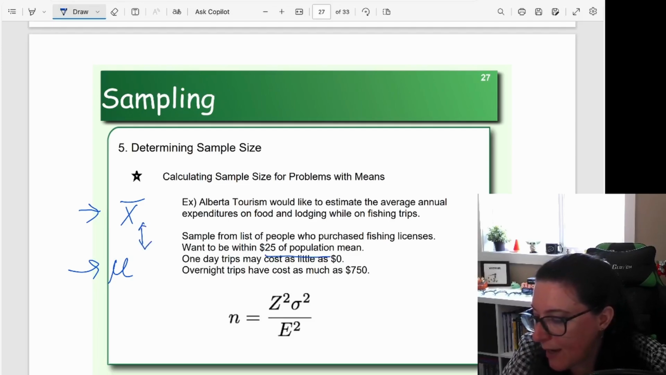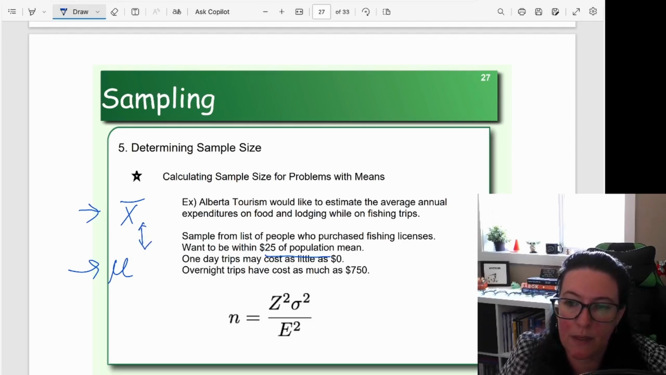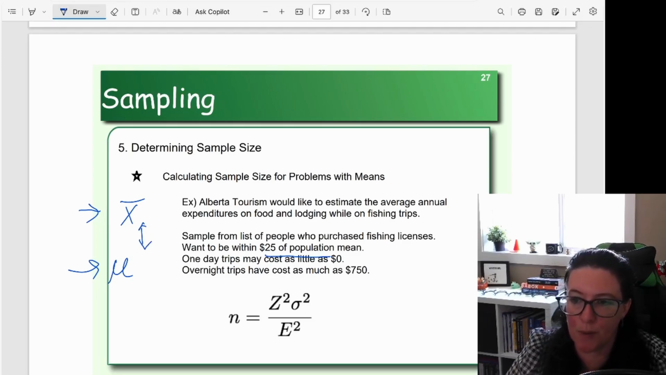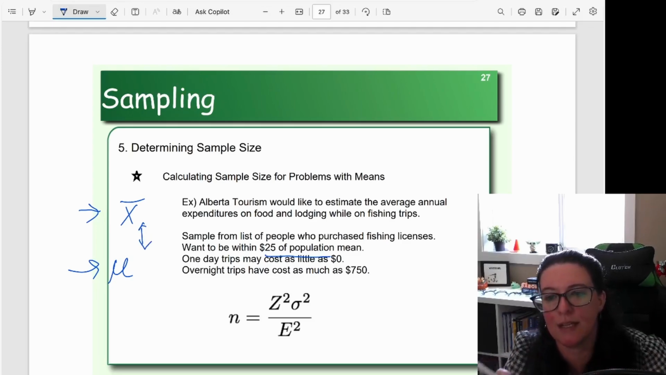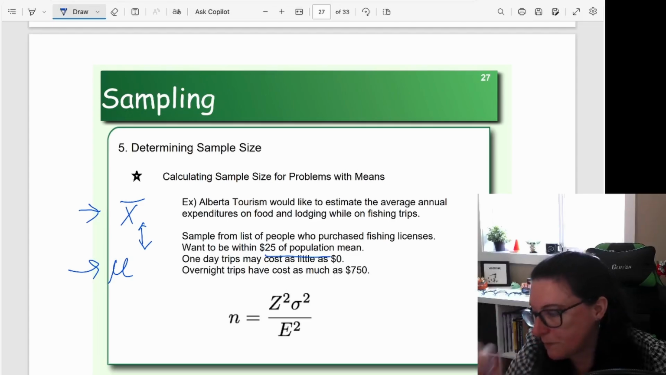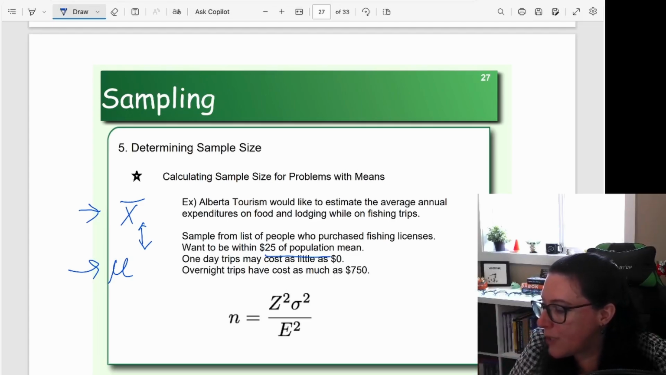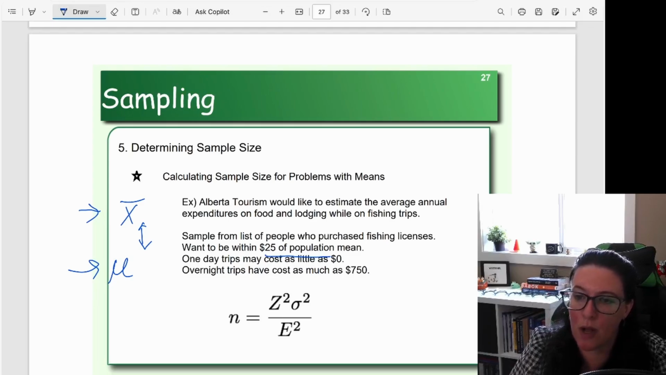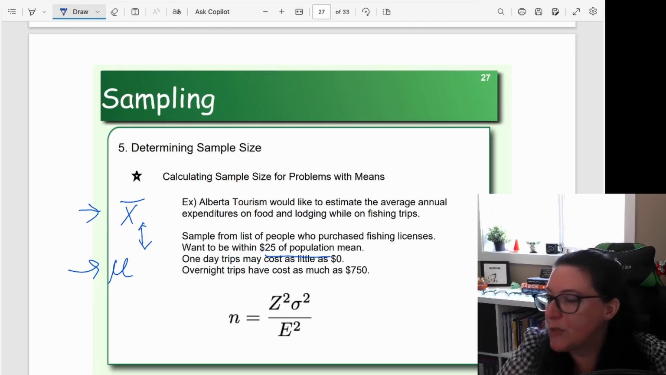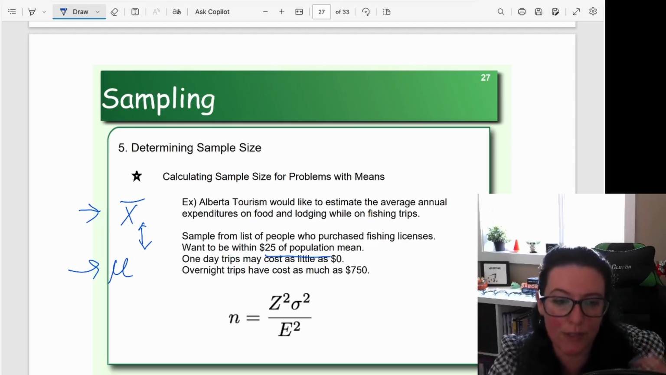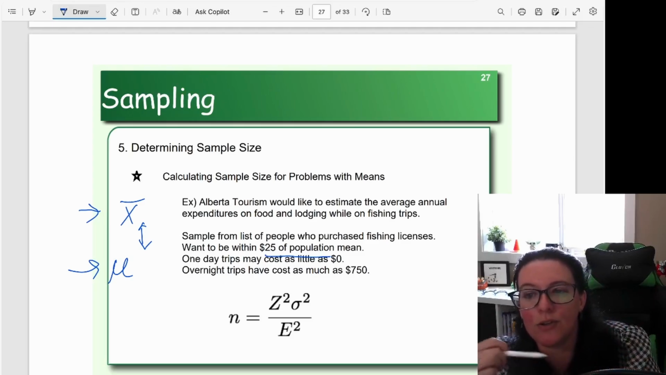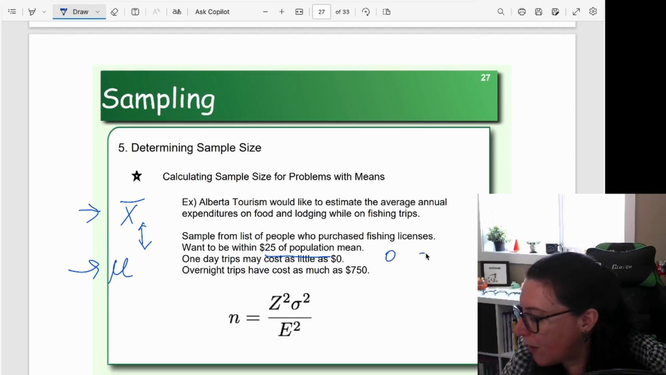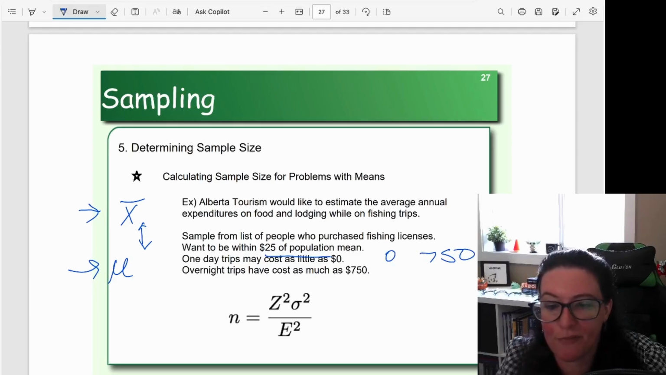So between X bar and mu, we want them to be less than $25 apart. We want to be fairly accurate in this estimate. Now, one-day trips may cost as little as $0. Overnight trips have cost as much as $750. So we know from historical data that there's this range, between 0 and 750.